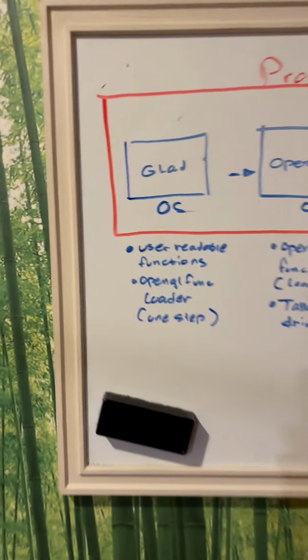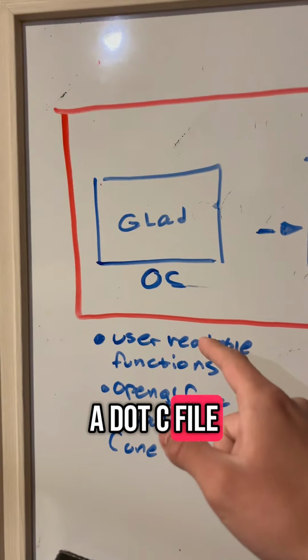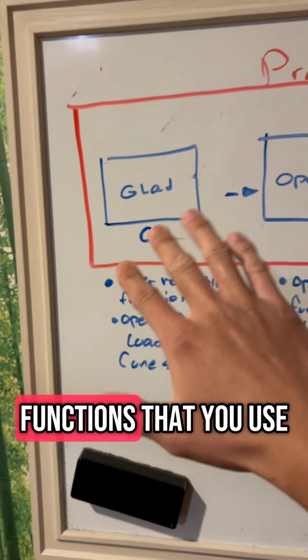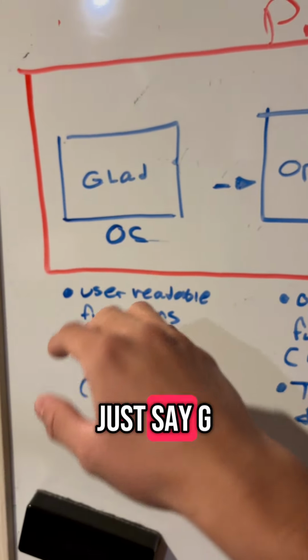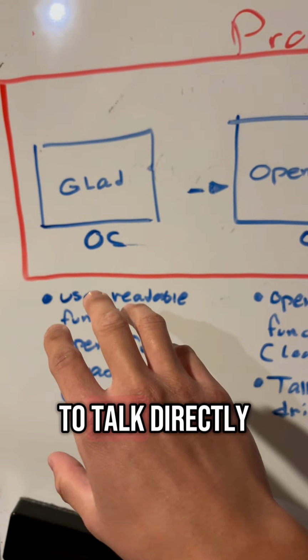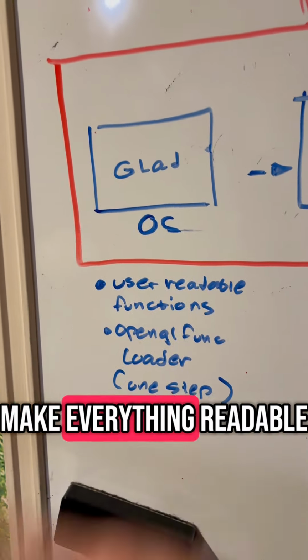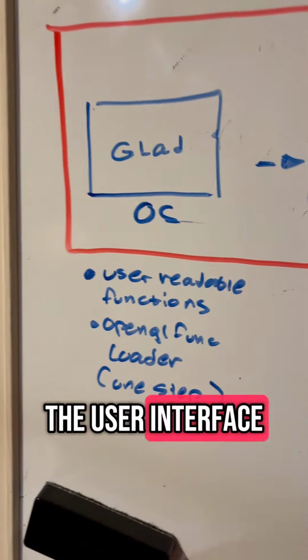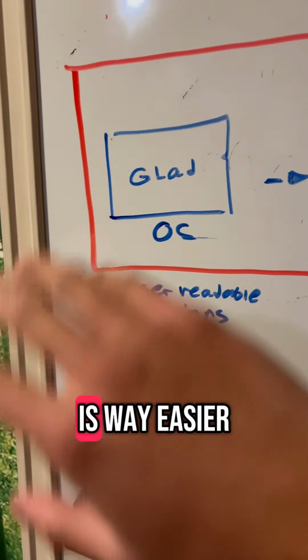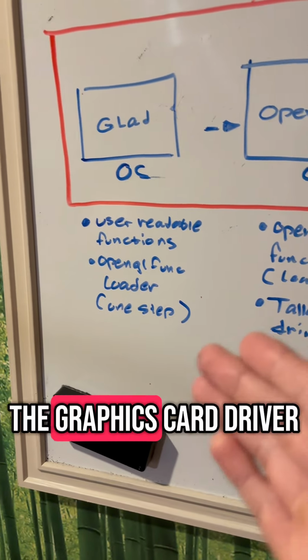I'm gonna go one by one to tell you what each file does basically. So GLAD, you're going to be downloading a .h file and a .c file. This is going to contain all the functions that you use, say glDraw and glBuffer. Anything you're using to talk directly to the GPU, you're using these functions. These functions just make everything readable. Imagine it like the user interface. The user interface is way easier to talk to than the backend talking directly to the graphics card driver.